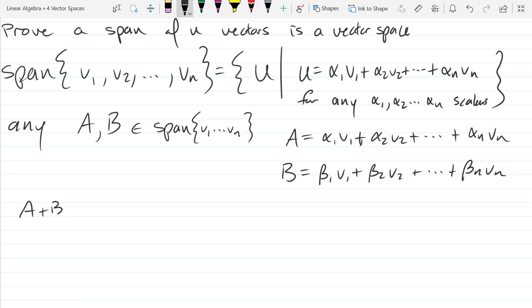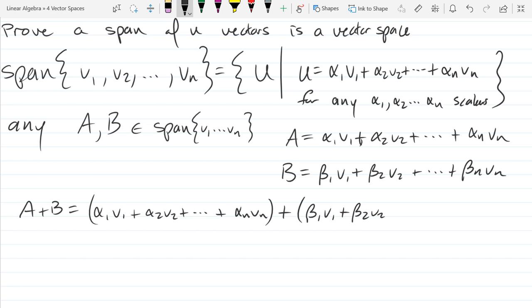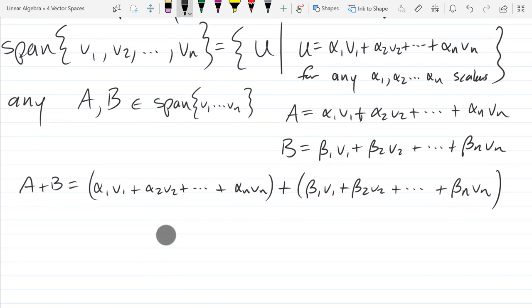So let's look at what addition looks like. A plus B is alpha 1 v1 plus alpha 2 v2 plus alpha n vn, that is the vector A, plus the vector B, beta 1 v1 plus beta 2 v2 plus beta n vn. Now the form we need to turn this into is written in the upper left of the board in set notation. It should be written as a linear combination, with v1 first, v2 second, through vn.